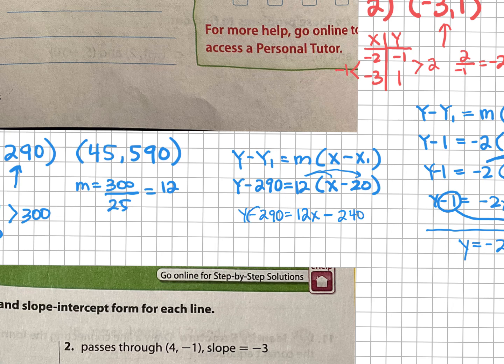All right, I'm going to take this negative 290, and I'm going to put it over there as positive 290, which leaves me with y equals 12x. Negative 240 plus 290 is positive 50. So y equals 12x plus 50 is the equation.